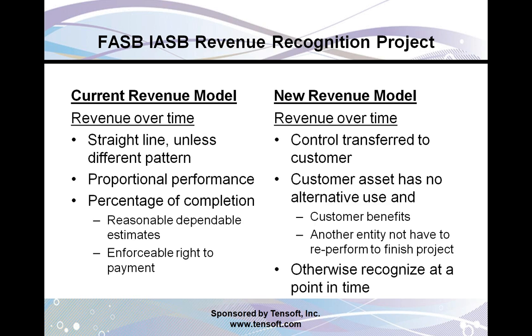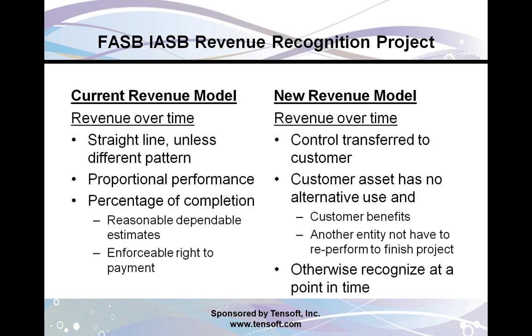Revenue over time, generally we do that straight line unless there's a different pattern. We have the proportional performance method and the percentage of completion methods, if we have reasonable, dependable estimates and we've got a right to payment. Under the new model, control can be transferred to the customer over time if the customer asset's not going to have any alternative use, and the customer benefits as the performance occurs, and another entity won't have to reperform it.